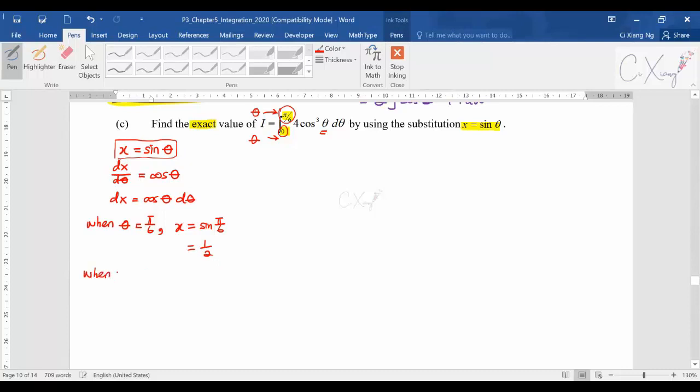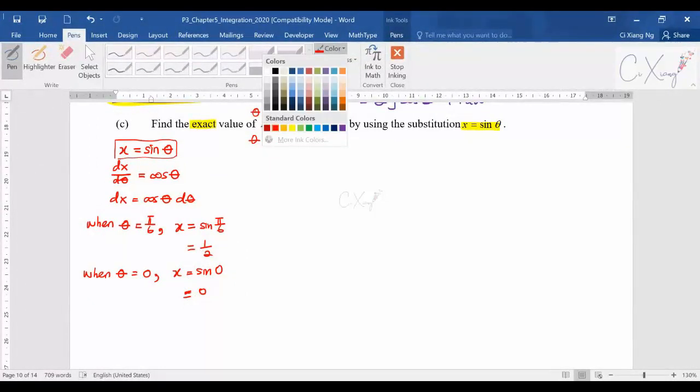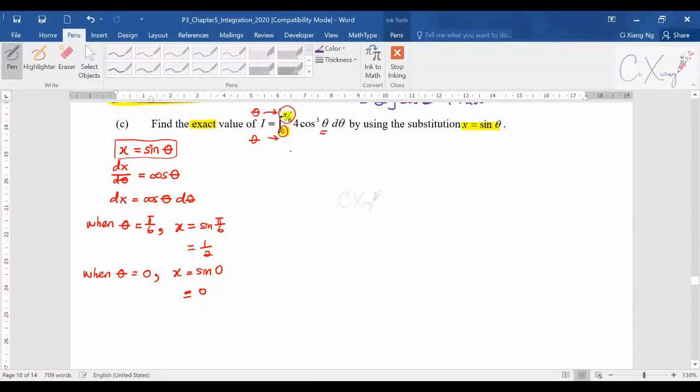And then when your theta is equal to 0, what will happen to the x again? The x will become sine 0, so I'm having 0 here. Okay, so this is what we mentioned just now: for the limit values, you have to change the limits as well before you do any integration. Alright, so now I proceed to the second step.